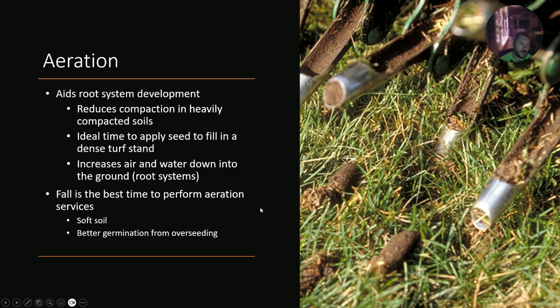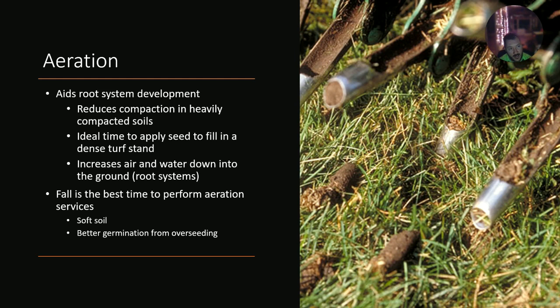Let's talk about aeration, some core aerations. This is a fantastic service that can be performed to enhance turf. It does aid root system development. It reduces compaction in heavily compacted soils. An ideal time to apply seed or to fill in a dense turf stand. So generally this is considered an aeration overseed. While it's being aerated, seed's being applied.